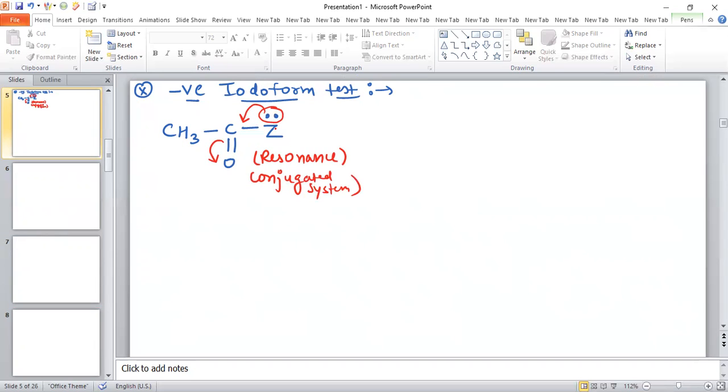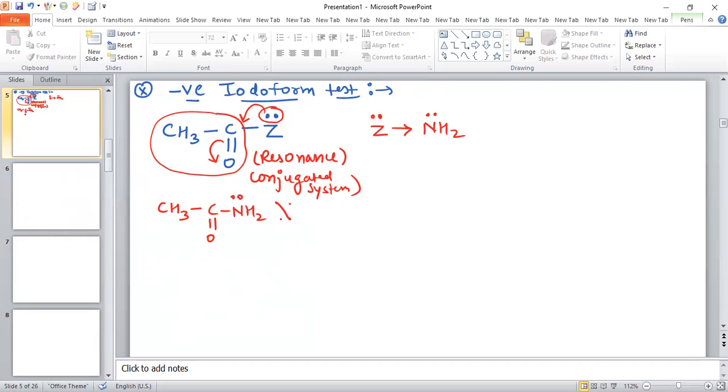So whenever there is a Z group with a lone pair, directly attached to the methyl ketone, it will give a negative iodoform test. Now see which groups this Z can be. If this Z is NH2, the compound will be CH3 C double bond O NH2, and we will say it gives a negative iodoform test.